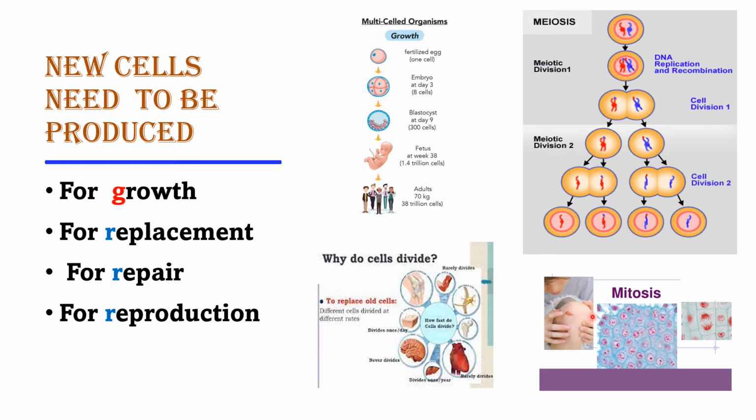Yes, new cells need to be produced, right? For reproduction, production of gametes. What is necessary? New cells should be there. Then for the production of new cells, what is necessary? Cell division is very essential.